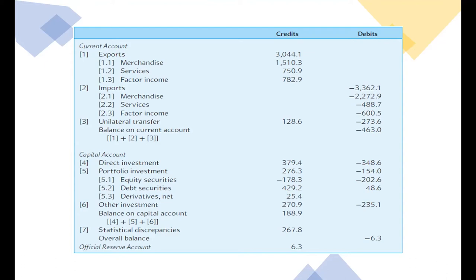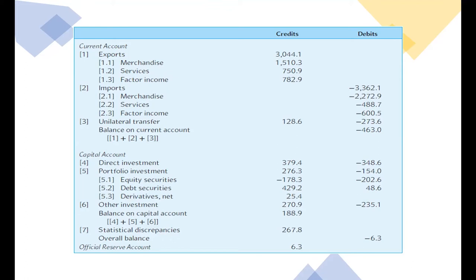And unilateral transfers, remember I explained that. If it is a unilateral transfer coming into the country, foreign aid, for example, is a unilateral transfer, because on the face of it, nothing is being asked in return for foreign aid. If the transfer were to go out of the resident country to foreigners, that is a negative unilateral transfer. So you would record all incoming unilateral transfers as positive, and all outgoing unilateral transfers as negative.